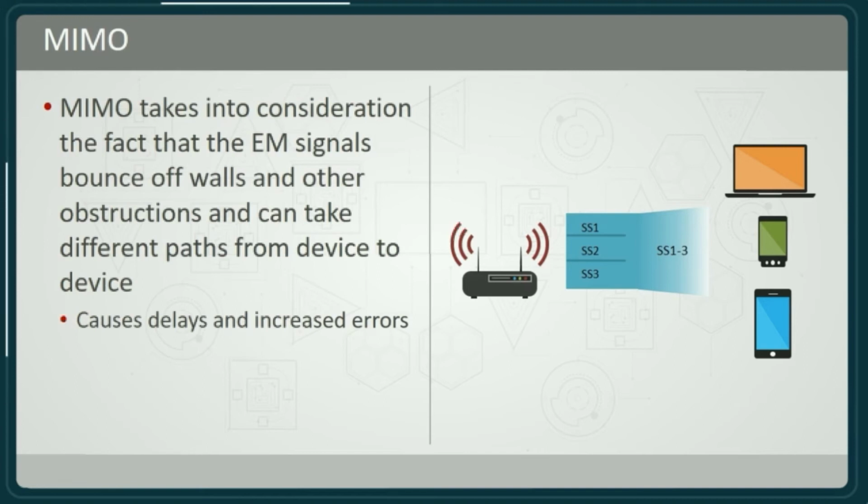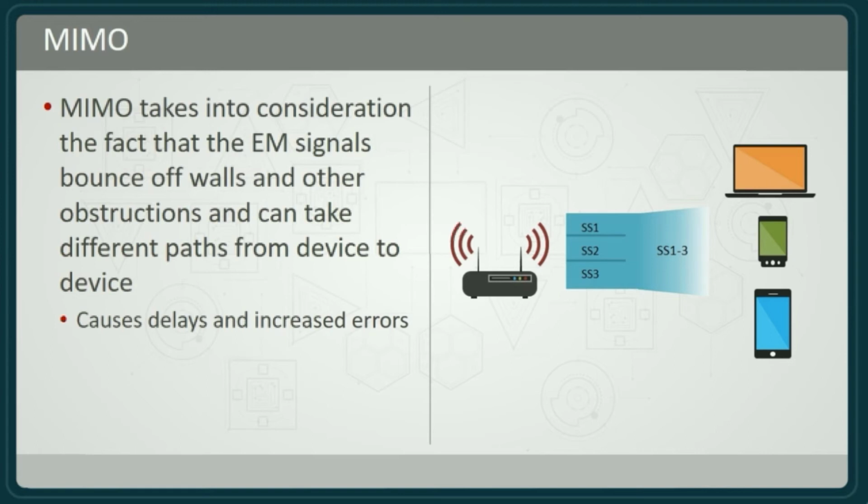And fundamentally, it's taking into consideration the fact that electromagnetic signals bounce off walls and other obstructions and hence can take different paths from device to device. They are quite literally echoing, if you will. So this causes delays and increased errors with respect to any given transmission. So by using multiple signals over those multiple antennas, you get greater reliability and greater throughput overall.